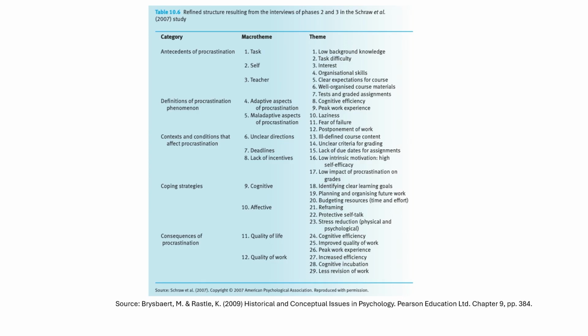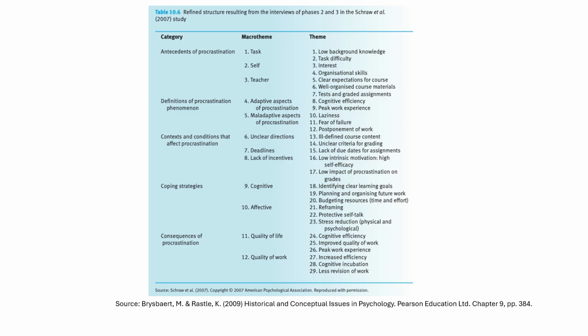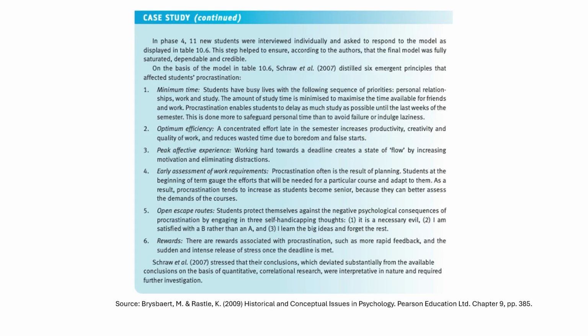So you can see here, very systematically, from these broad categories to these themes, a nicer picture is emerging, a systematic overall picture of how procrastination happens. All right. Eventually, on the basis of the model that they discovered in the previous slide that we were seeing, this is the broader model. They distilled 6 principles that affect students' procrastination.